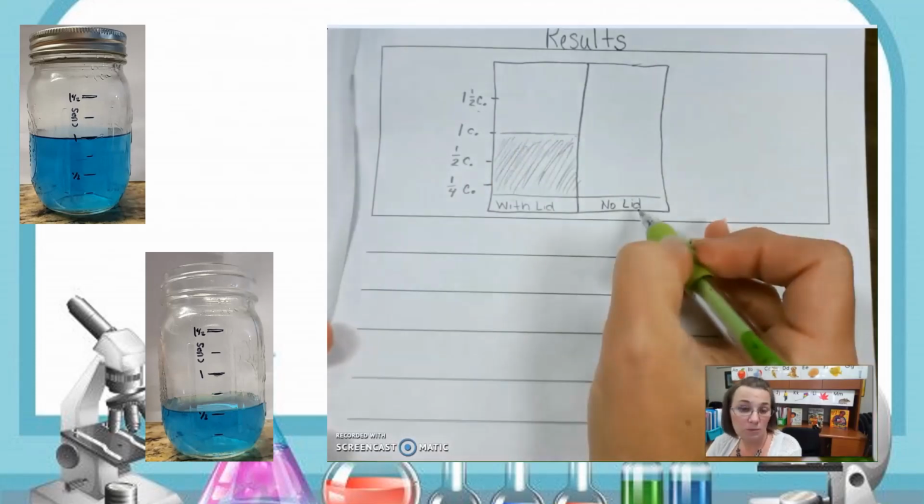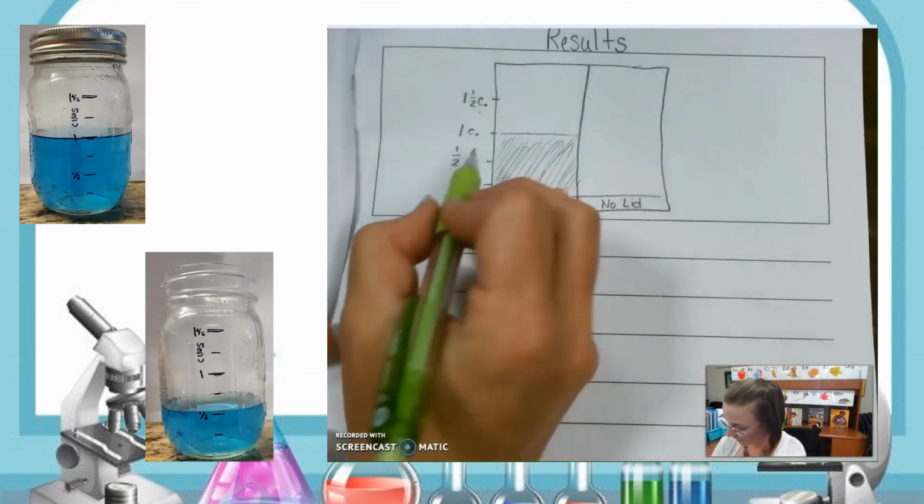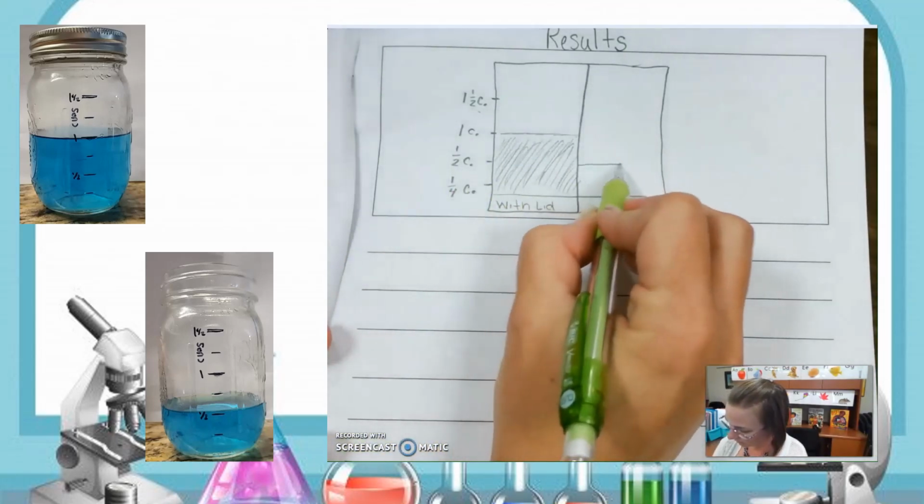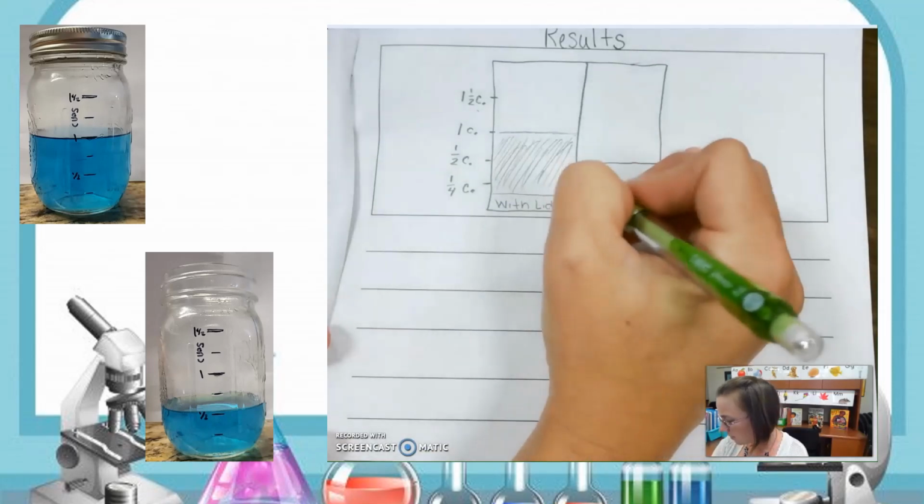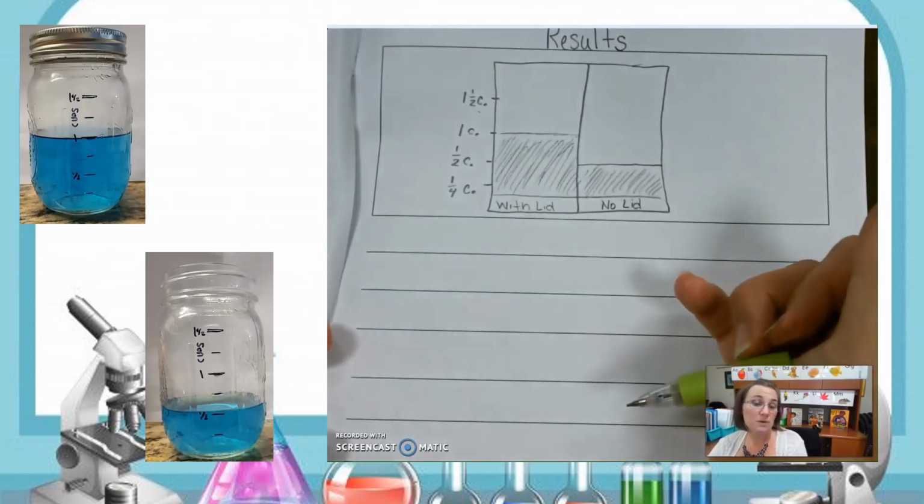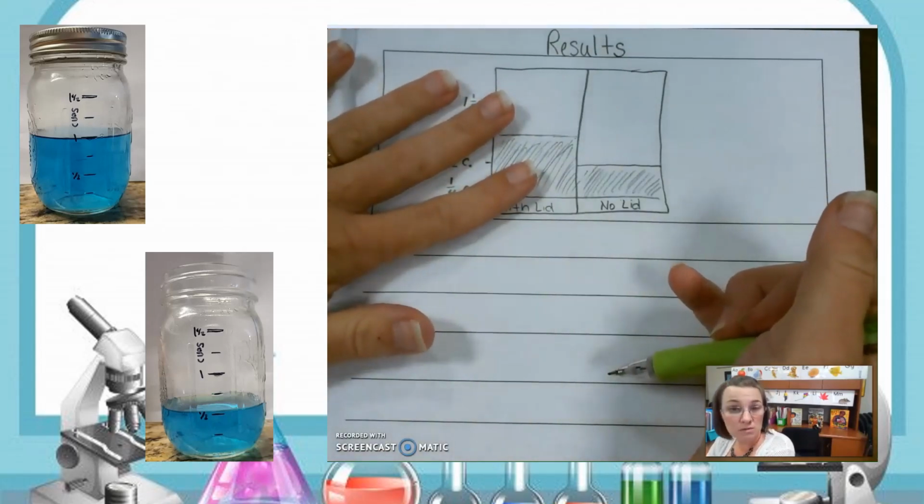Do you remember what the water level was with no lid? That's right, it was a 1/2 cup. So I'm going to find where the line for 1/2 cup would be. I'm going to draw the line right here, and I'm going to shade that in. Now, if you did an experiment at your house and you had different results, that's okay. You're going to make a chart that reflects the results that you had.